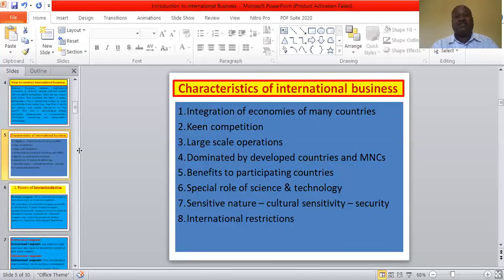Such business is sensitive in nature. For instance, cultural sensitivity. As you trade across borders, remember that you don't share a culture, and somehow you should be sensitive about the country with which you are trading, its culture. How actually compatible is the culture of your country and the country with which you trade? Eight, there are international restrictions. We don't trade freely like that. There are some restrictions that we have to obey. We have some quotas, we have got some standards that are supposed to be followed as you trade.